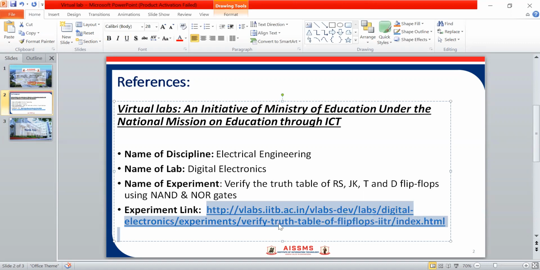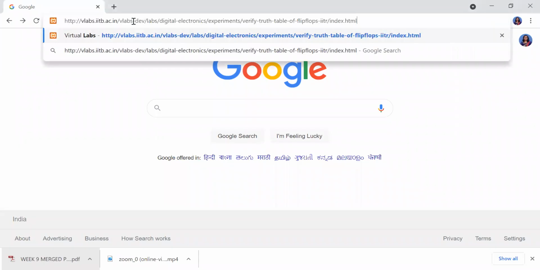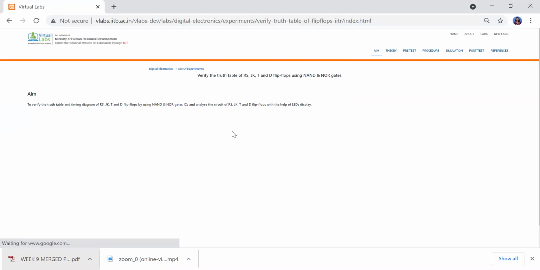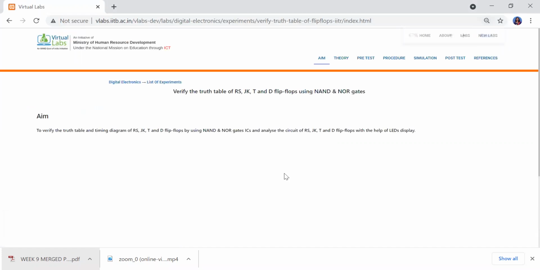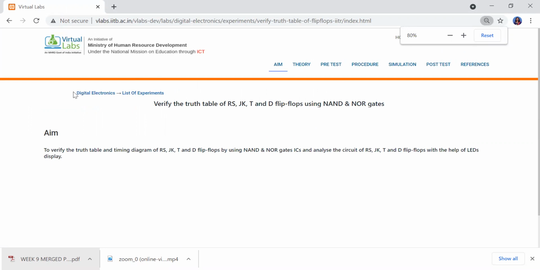In the earlier two sessions, we have seen the verification of SR and JK flip-flop using the same link. So here I am using the link so as to open the experiment page. This is the Digital Electronics Lab developed at IIT Bombay. This is the experiment about verification of the truth table of RS, JK, T and D flip-flops using NAND and NOR gates. In this session, we are going to see about D flip-flop.